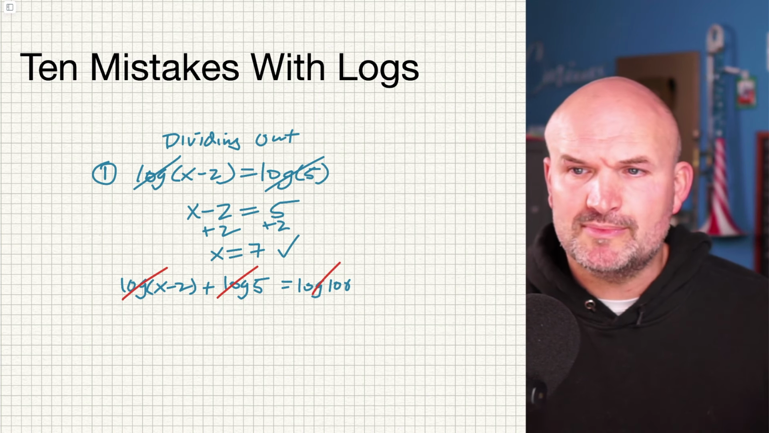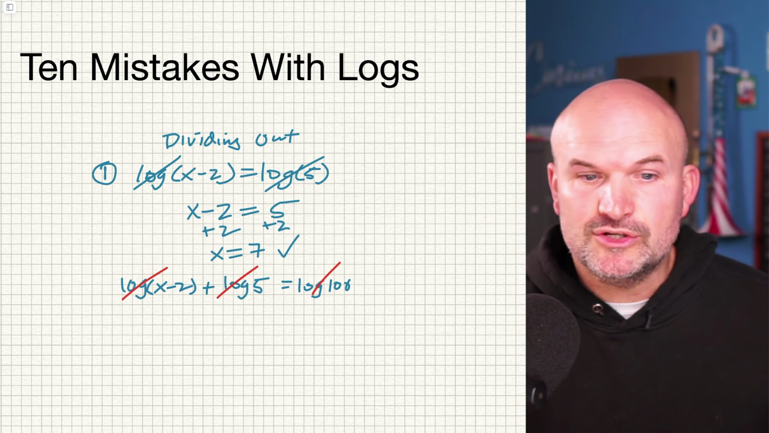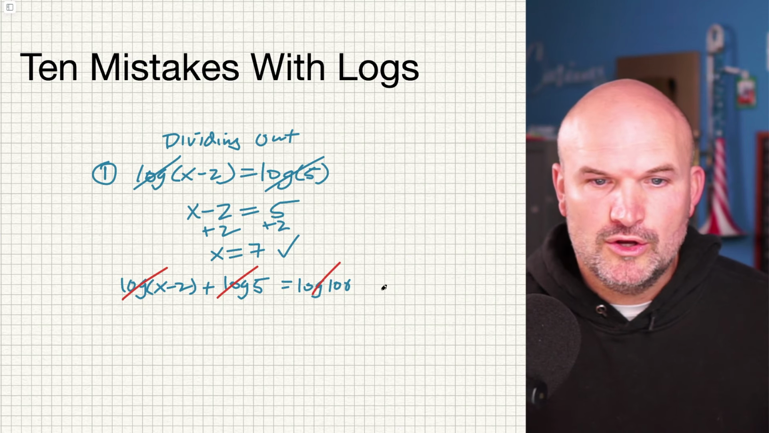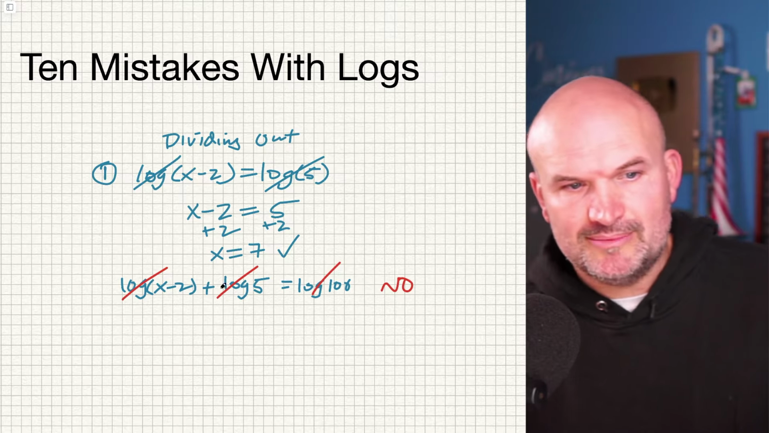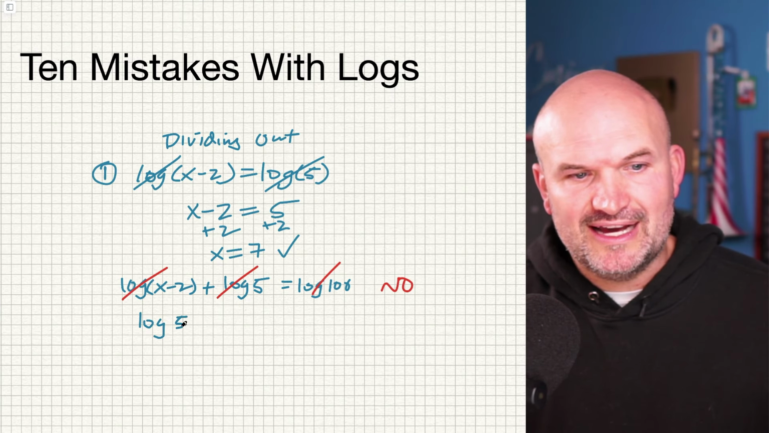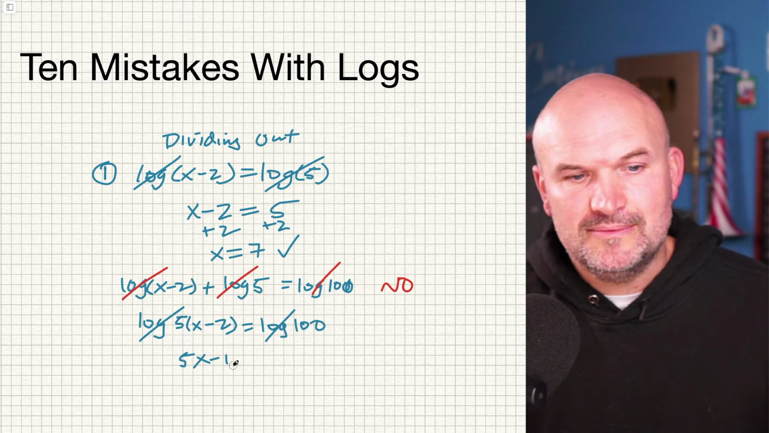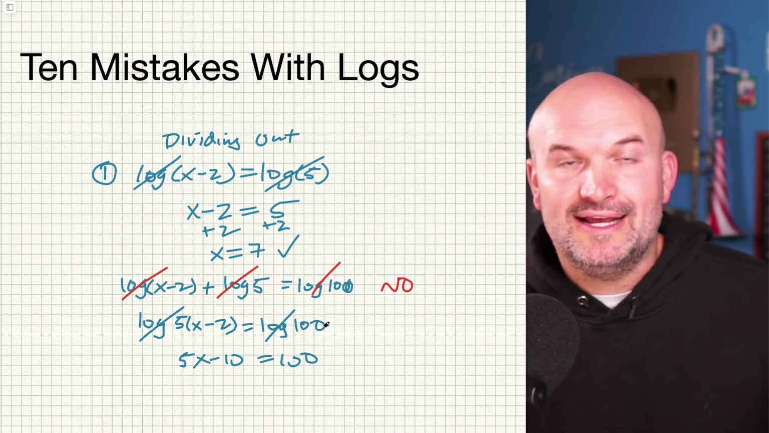So you might then say, well, Mr. McLogan, what do I need to do? Well, what we need to do is apply our rules of logarithms to go ahead and simplify this. First of all, I'm going to say, no, can't do that, okay? But what you can do is you can use your rules of logarithms to combine here. I can rewrite this as a log of 5 times x minus 2 equal to a log of 100. Now I can apply this one-to-one rule, and I can say 5x minus 10 is equal to 100. And there, ladies and gentlemen, now you can go ahead and solve.